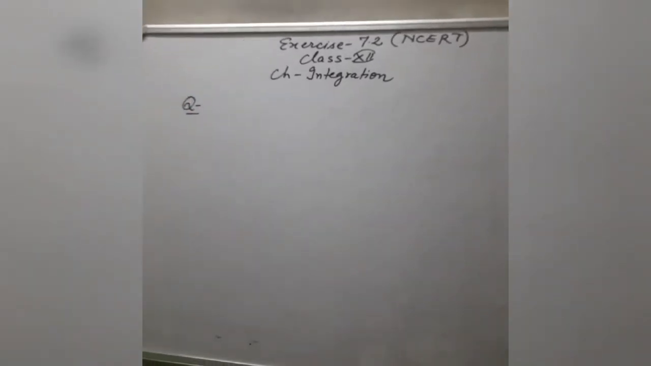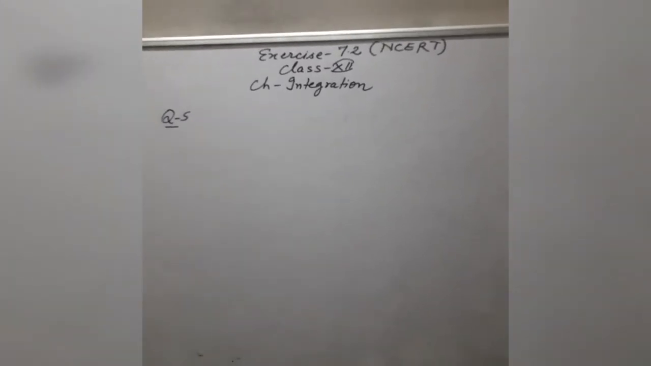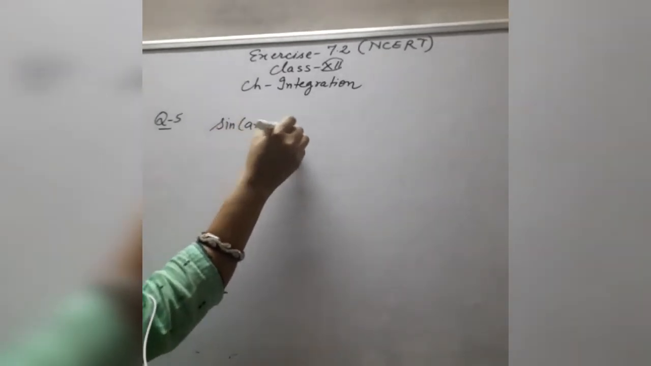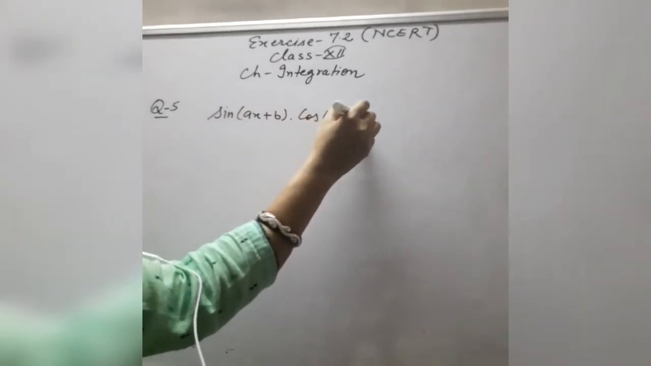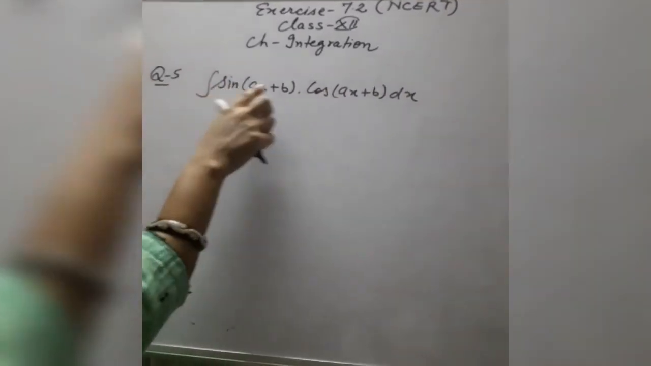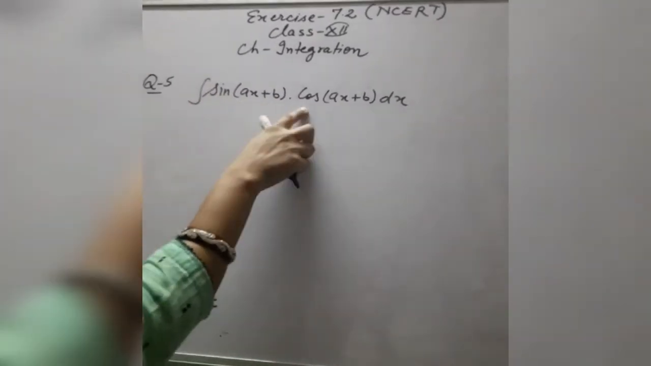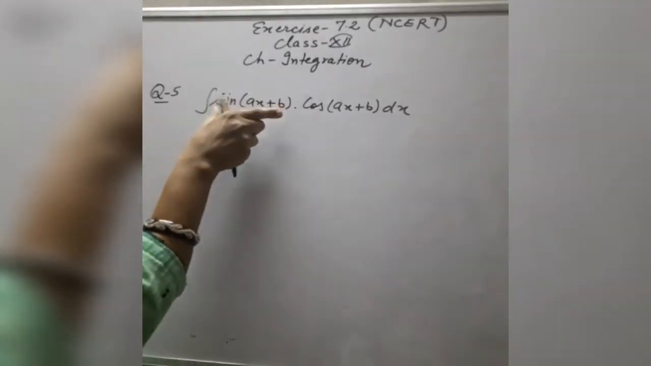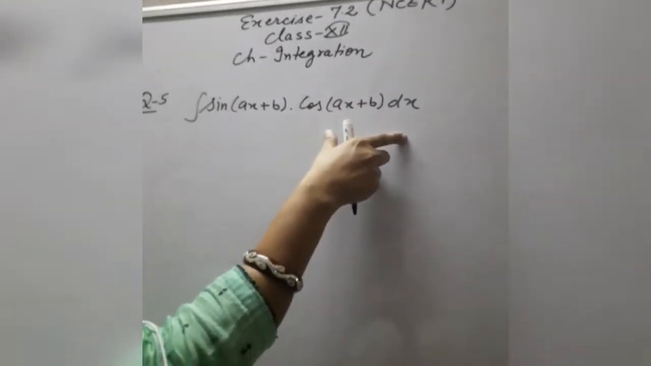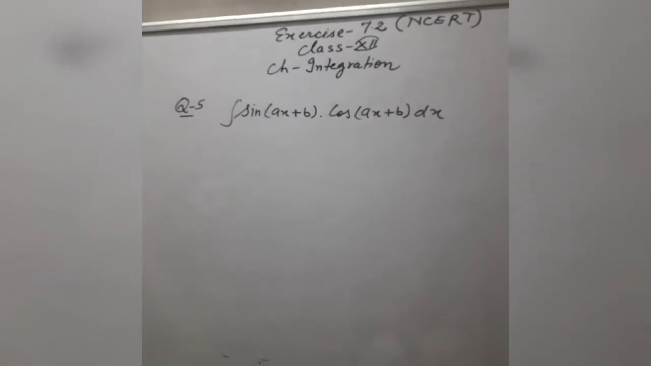Question number 5. In question number 5, the function is: find the integration of sine of ax plus b into cos of ax plus b. Now see very carefully. In this function, the derivative of sine is cos and the derivative of cos is minus sine. It depends upon you. In this case, you can put sin ax plus b is equal to t, or you can take cos ax plus b is equal to t also. The answer will be different in both cases, but both answers will be correct.